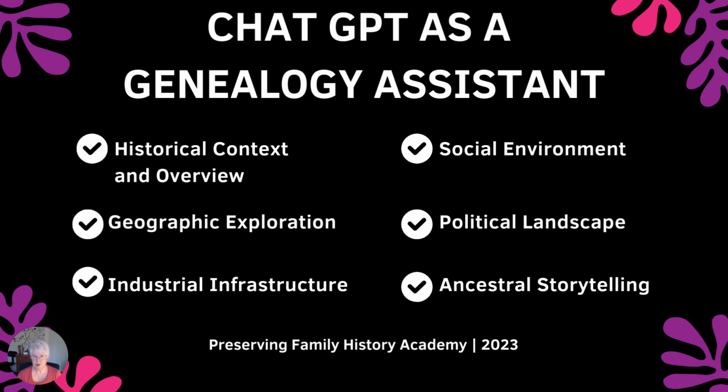What is the industrial infrastructure? What was impacting our ancestors back in the 18th, 19th, and 20th centuries? What changes were taking place in industry, and how did they impact on our ancestors? Now, what about the social environment? What were the practices for our ancestors back in those villages in the 19th or 20th centuries? What were their beliefs? What were their cultural pursuits?